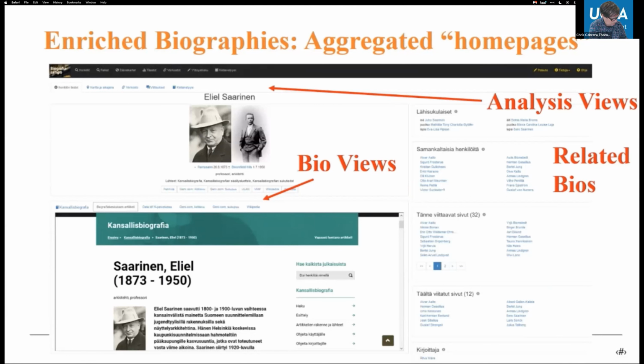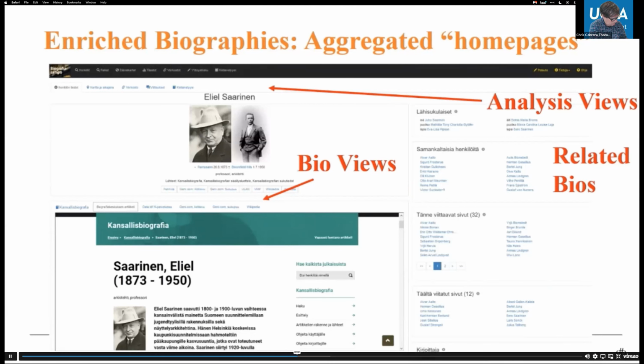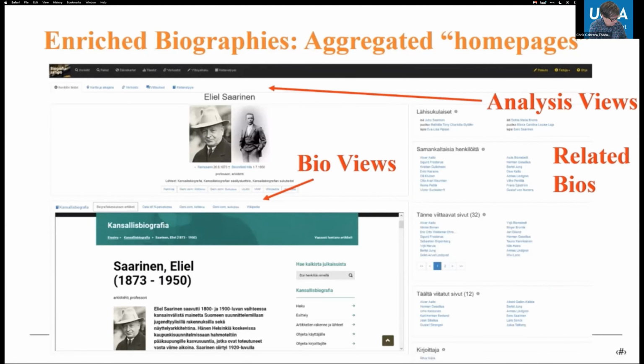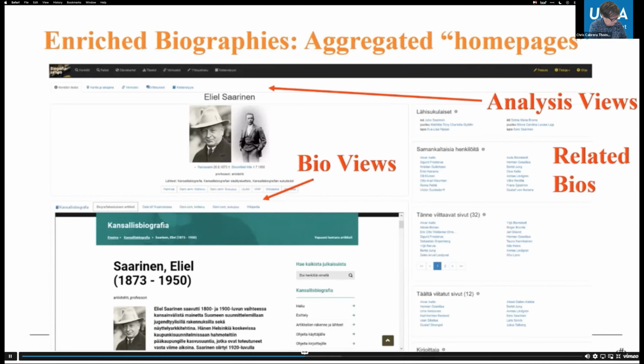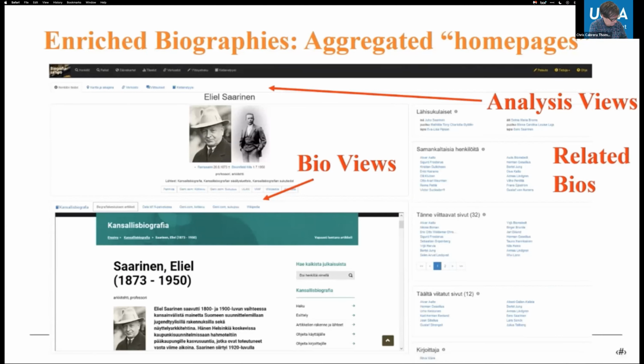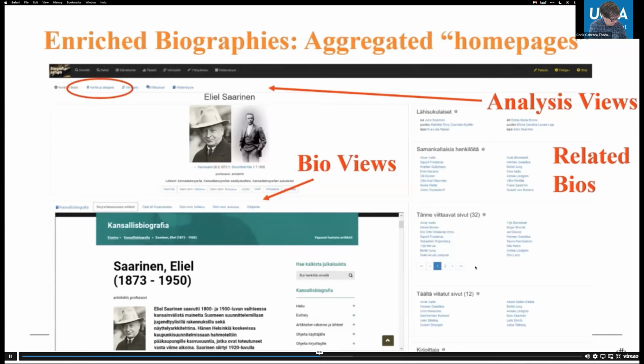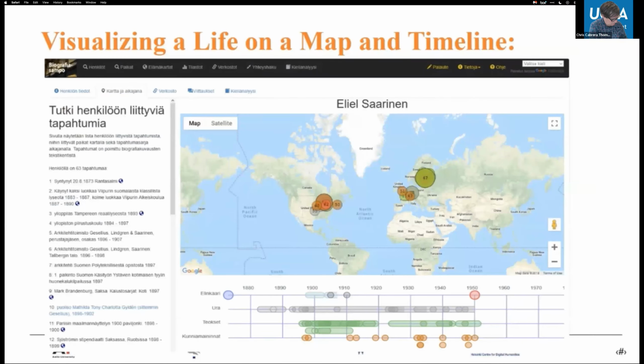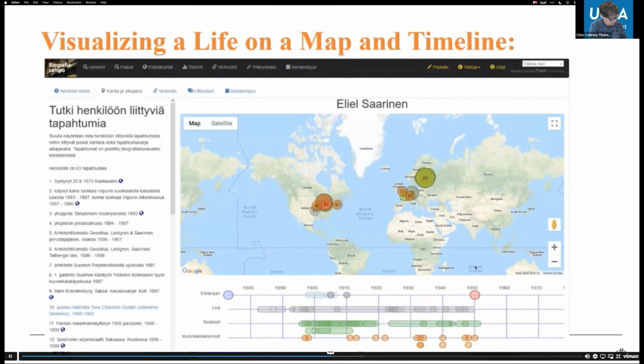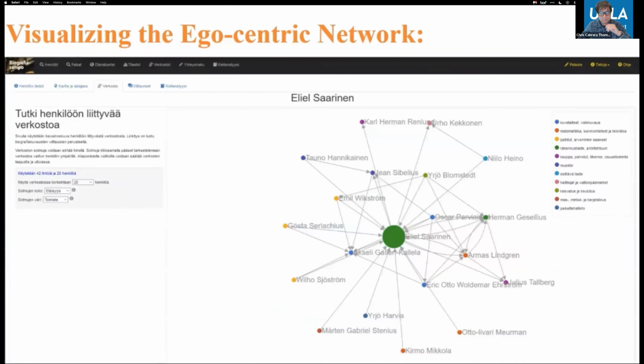The lives are represented as sequences of spatio-temporal events that the person has participated in different roles, based on an extension of the CIDOC CRM data model. For example, here the events of Eliel Saarinen are depicted as a list, on a timeline, and on a map. By clicking on another tab, the egocentric network of Eliel Saarinen is visualized.